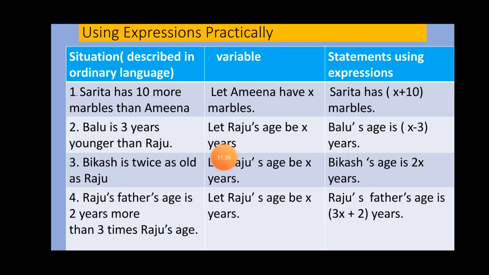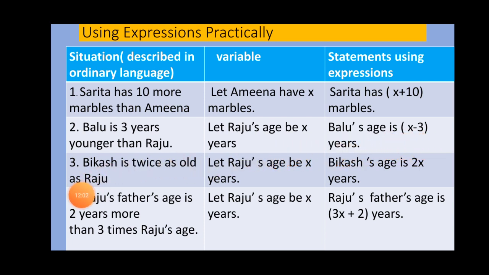So how can we express this? First we should know the age of this boy Raju, and it is not known to us. So let's express this unknown thing using a variable x. Let Raju's age be x years, then Balu's age will be, as we have used the word younger, so we will write a subtraction sign. x minus 3 will represent Balu's age, who is 3 years younger than Raju.